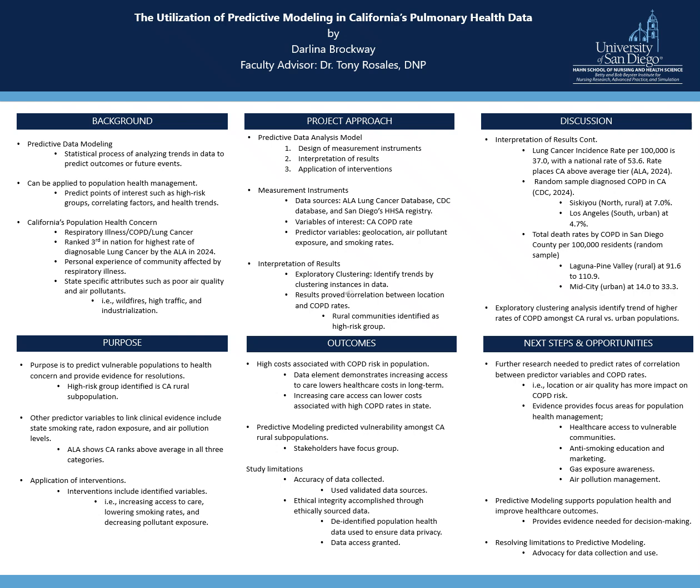Lastly, of the model, application of interventions, which include identified variables such as increasing access to care, lowering smoking rates, and decreasing pollutant exposure. Other outcomes include high costs associated with COPD risk in population. So by increasing care access, we lower costs associated with high COPD rates.